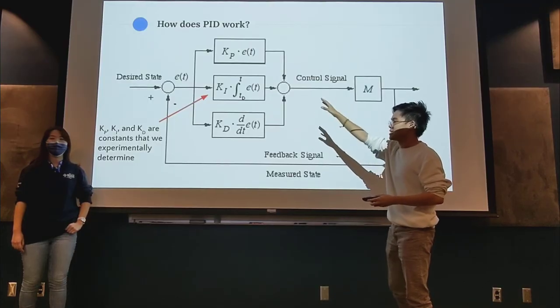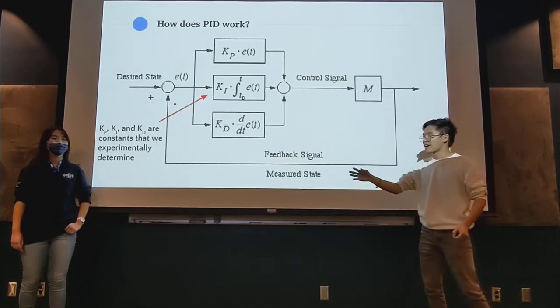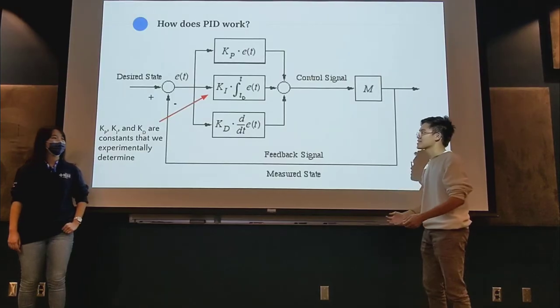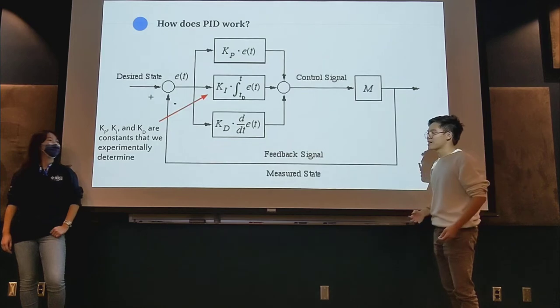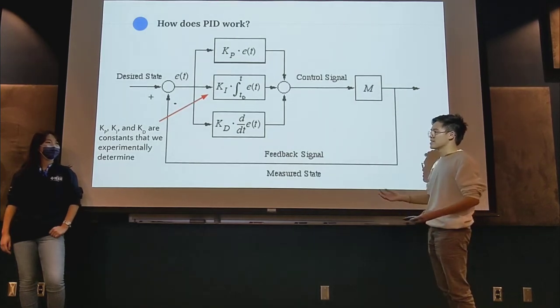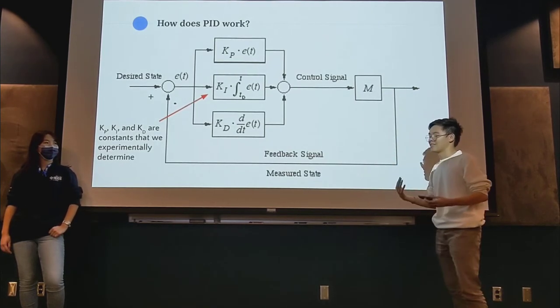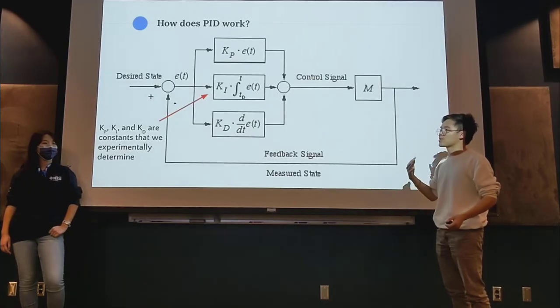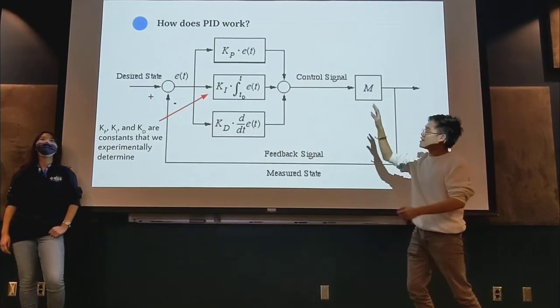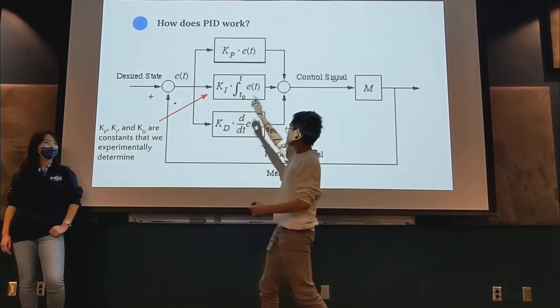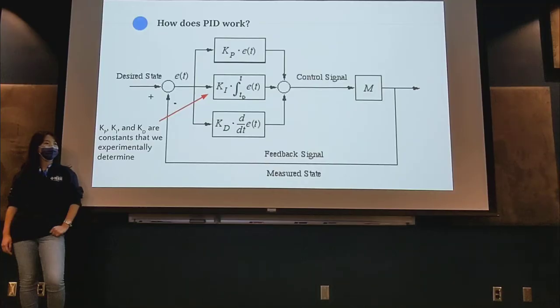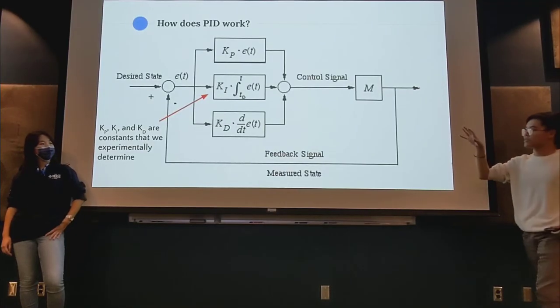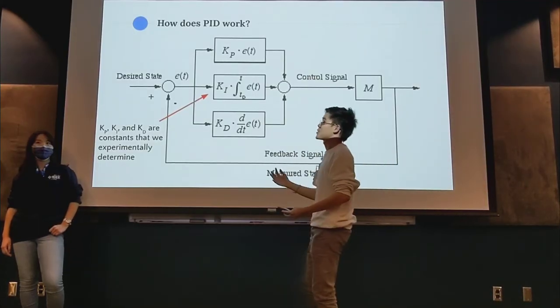KP times E of t. That means the farther away I am from the goal, I'm going to multiply that by some constant, and that's going to be sent to the control signals. Say I'm 15 feet away and my constant is 2. It's going to multiply that to an arbitrary value of 30, so we're going to add 30 to our control signal. The farther away I am from the goal, the bigger that term will be. So here I really want to walk towards her, and that error term will be huge, but it will be less the closer I get to her.